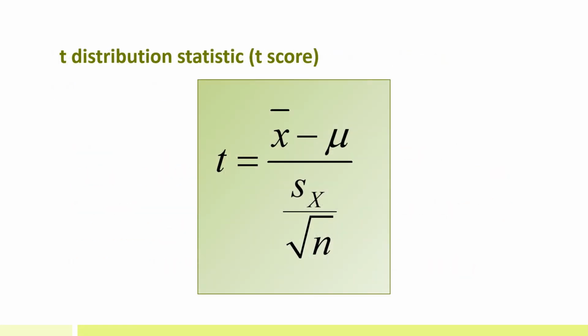Okay, so here's our t-distribution statistic, or our t-score. Instead of a z-score, now we have a t-score. It's x bar minus mu divided by s of x divided by the square root of n, again, because it's a sample, so we always have to divide by root n. So that is our lovely new t-score. That's right, we're done with z-scores. Now we're using t-scores.